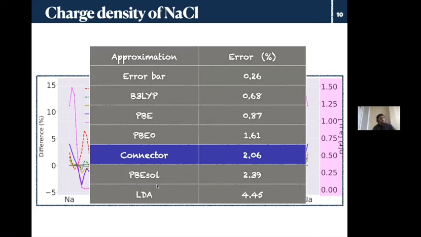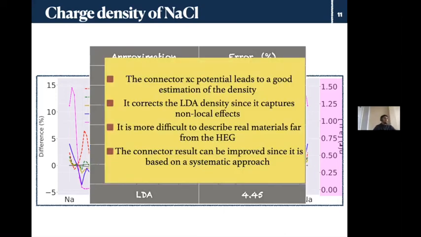And I think it's more interesting to compare the connector with LDA because the only difference between these two approximations is the input density that we give to the gas. So clearly we see that the connector is optimizing this input density. And so we can conclude from this that the connector VXC leads to a good estimation of the density. It corrects the LDA density since it captures non-local effects. And we see also from the last example that it's more difficult to describe real materials far from the homogeneous electron gas.